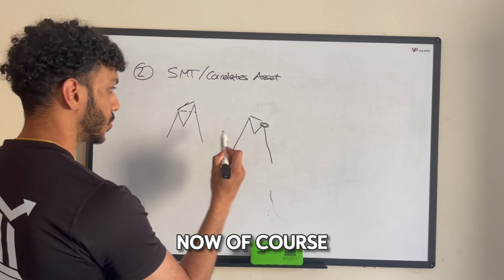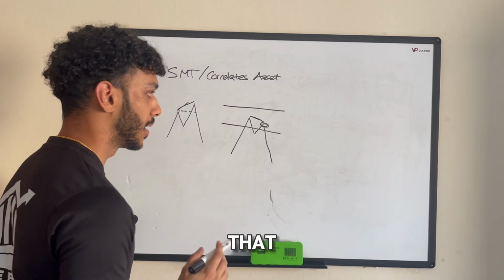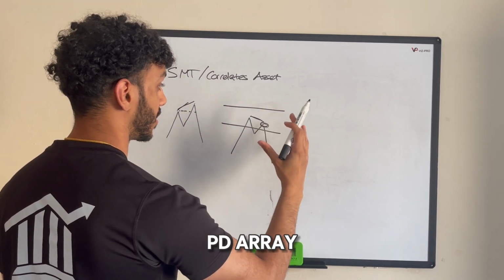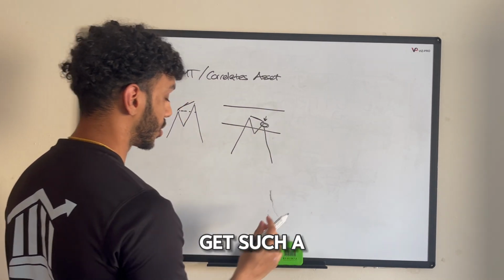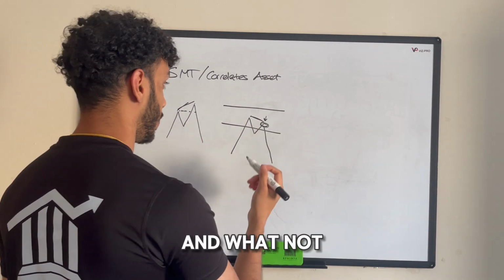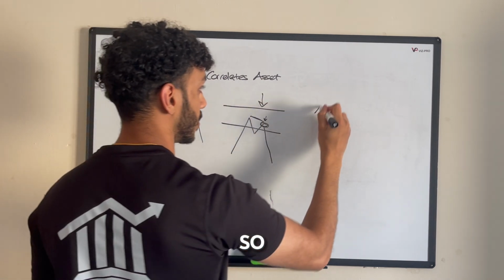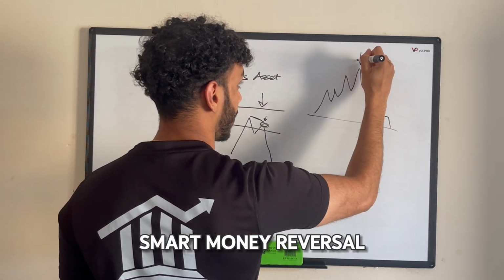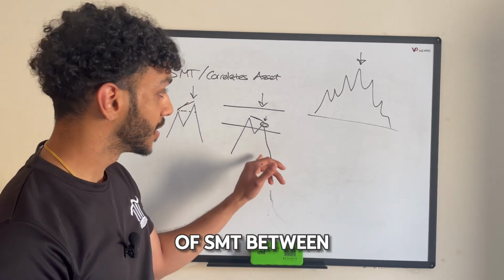Now, of course, when we're inside of a higher time frame PD array, when we have SMT coupled with that, it's pretty much a done deal. Okay, when you see SMT inside of that higher time frame PD array, a lot of the time this is going to be that failure swing, and you're going to get such a strong sell-off from there. Now, in terms of a CSD and whatnot, this is quite important. At the top of a market maker sell model, basically this, right? Here at the smart money reversal, very often you'll get some sort of SMT between correlating assets.